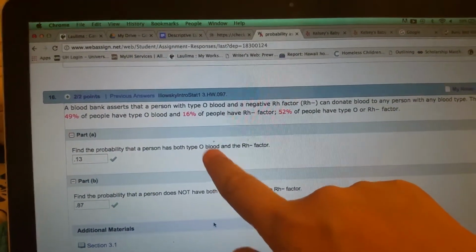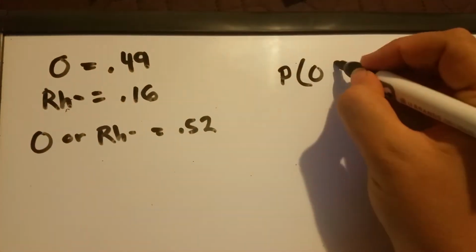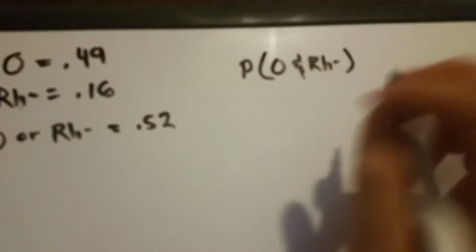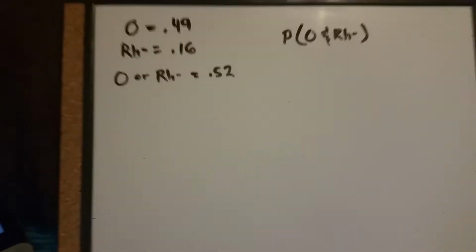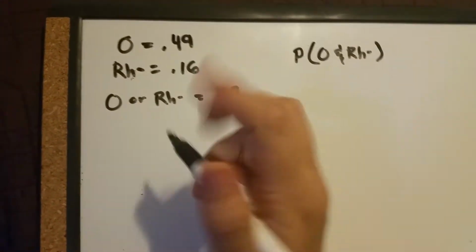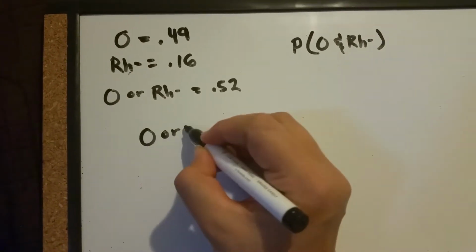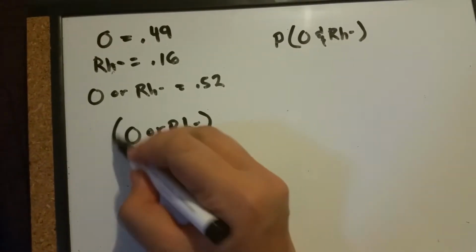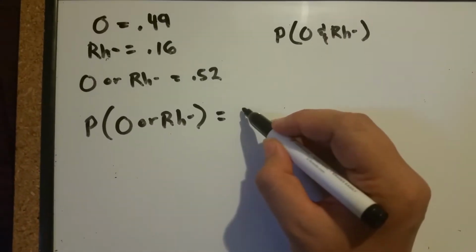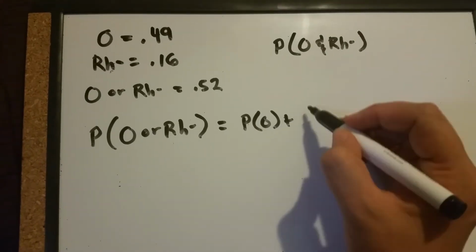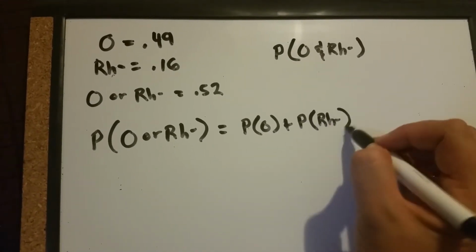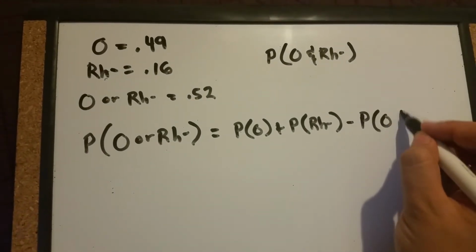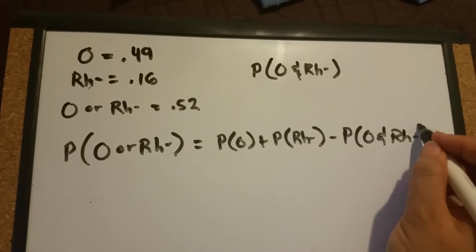Okay, then the first part of the problem: find the probability that a person has type O blood and the Rh negative factor. So what do they want? They want O and the Rh negative. We don't have that, but we do have some other clues, right? Since we have O or Rh negative, we do the formula for that: probability of O plus the probability of Rh negative minus the probability of O and Rh negative.